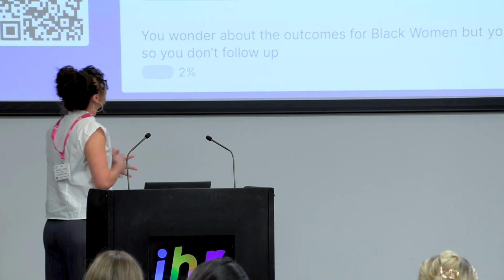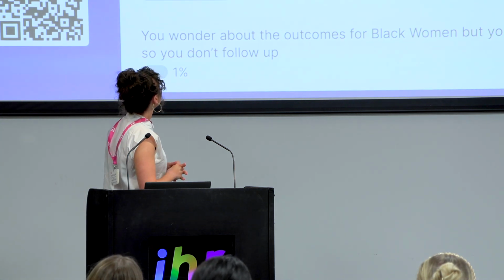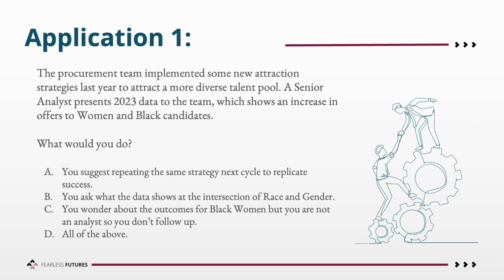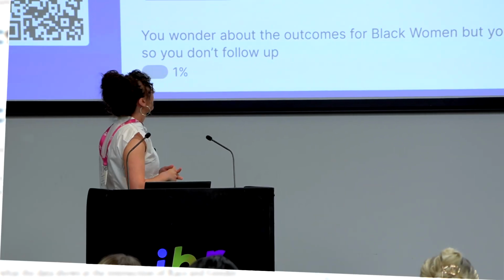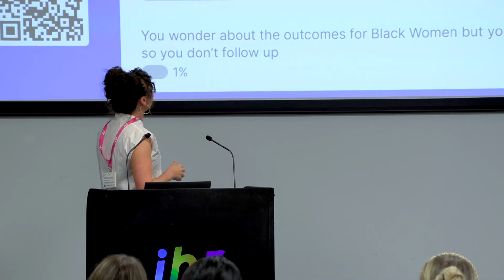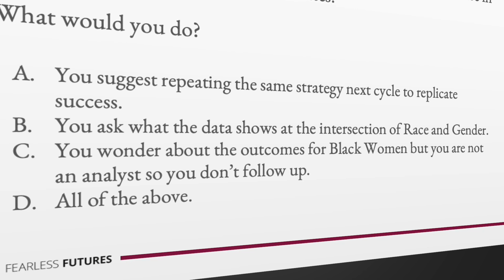Okay, super. So many of you selected the top, the one there at the top. You ask, what does the data show at the intersection of race and gender? Some folks are interested in repeating the same strategy next cycle to replicate success. And others have said all of the above, including you wonder about the outcomes for Black women, but you're not an analyst, so you don't follow up. So what's the answer? Natasha, show us. The top answer, you ask what the data shows at the intersection of race and gender.